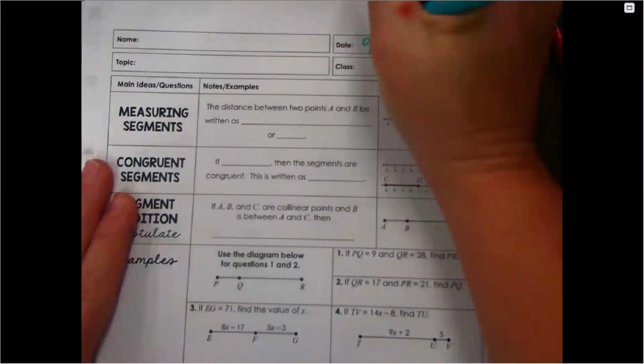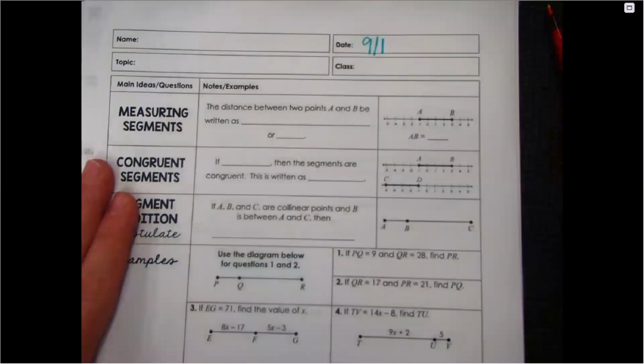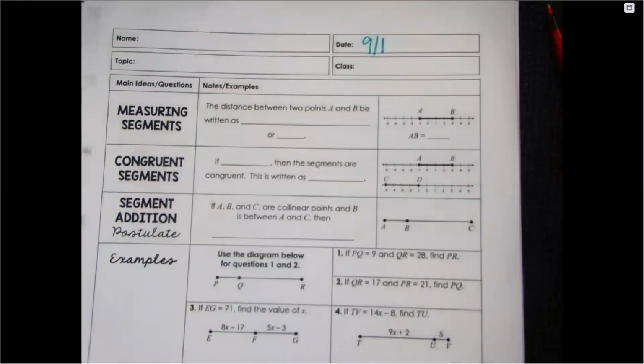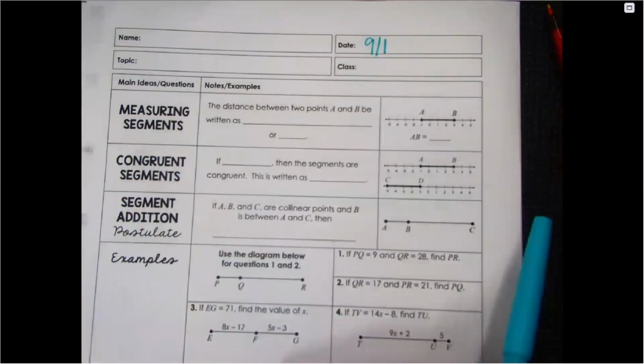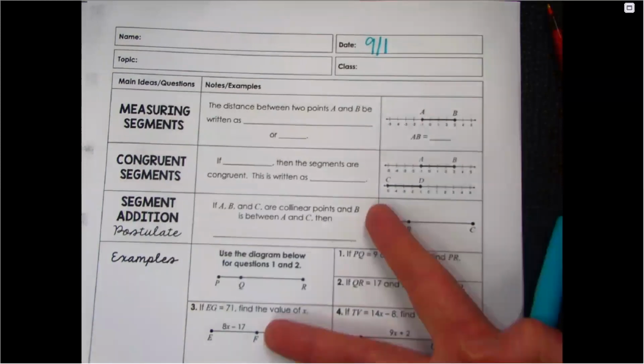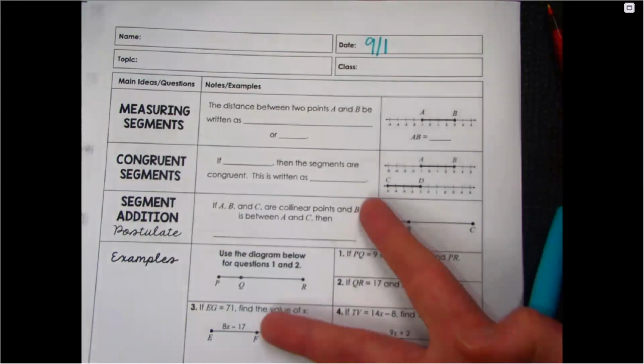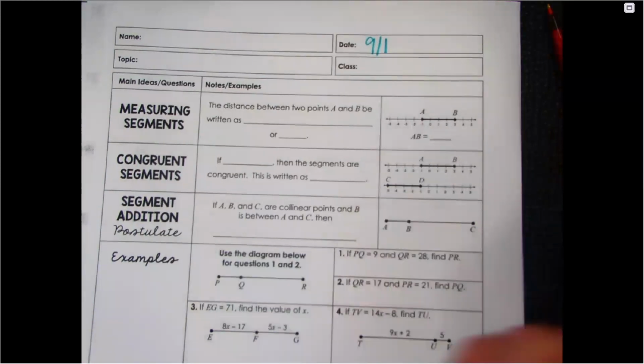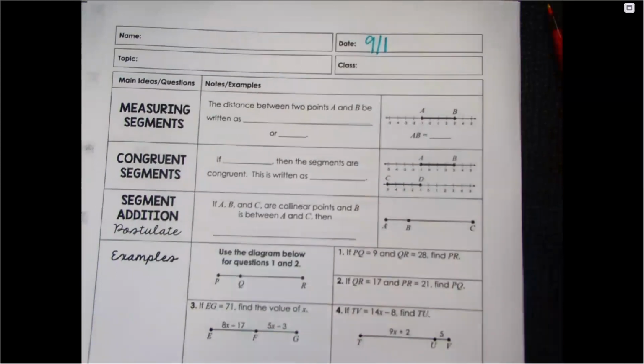All right, so today is 9-1. If you're taking your notes on a loose leaf sheet of paper, I don't expect you to carbon copy this and write every single thing down, but just the high points to make sure that you're understanding, and definitely the algebraic part of this. All right, the first thing that we're going to talk about is measuring segments. The distance between two points, A and B, can be written as, let me get my notes so I don't mess this up.